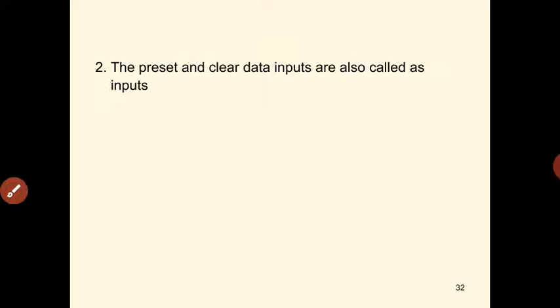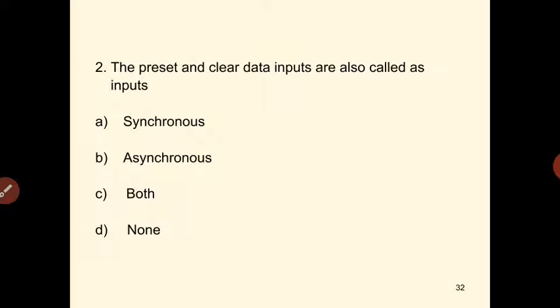Next, the preset and clear data inputs are also called asynchronous inputs. Asynchronous inputs are very important in digital circuits, because it is not possible to set or reset individual flip-flops independently. In a computer, lakhs of flip-flops are available, and it is not possible to individually set or reset each and every flip-flop. That's why preset and clear inputs are used to set or reset all the flip-flops at a time asynchronously.